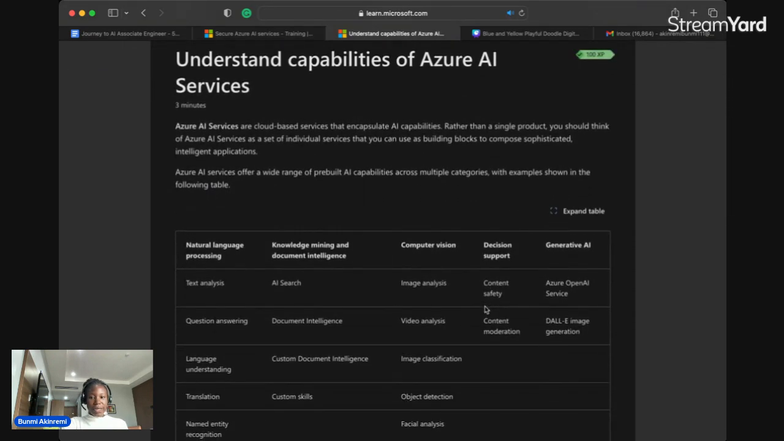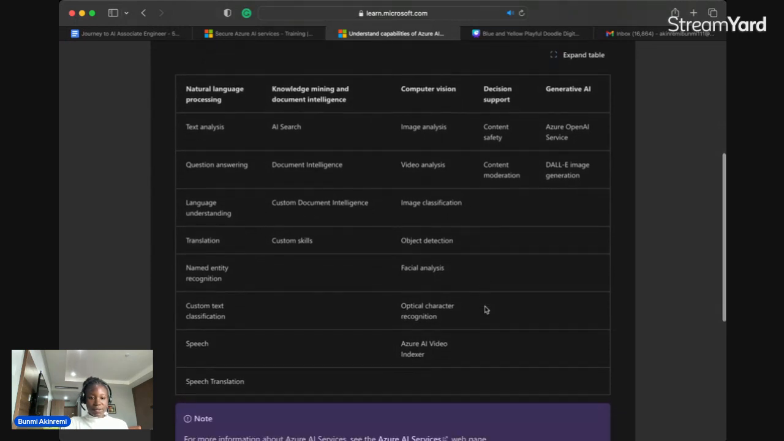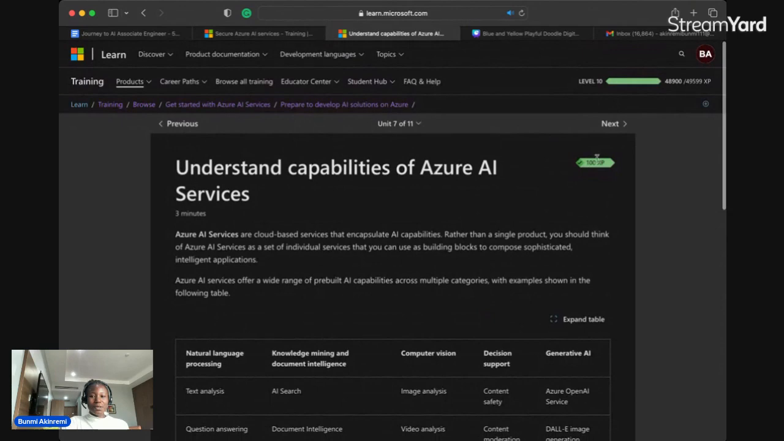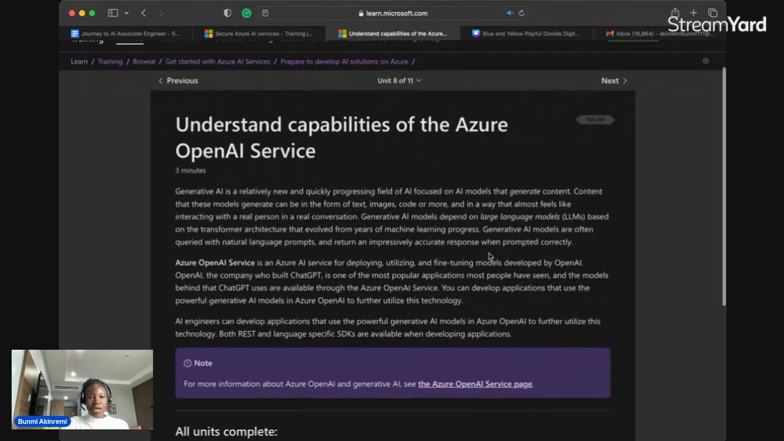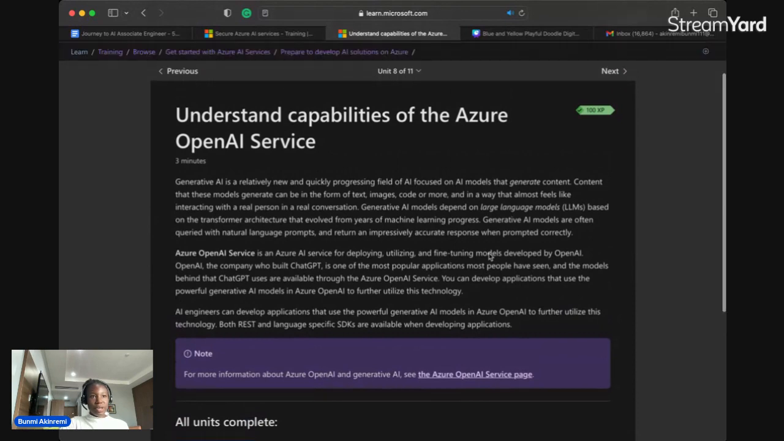Some capabilities of Azure AI, of course, you have OpenAI, you have AI search, document intelligence, question answering, translation, speech, OCR, which is optical character recognition, object detection, video analysis. You have seriously so many capabilities, things you can do on Azure AI service. So you probably want to just take your time to look through it and figure out which one is more interesting to you. And there is also the Azure OpenAI service. This is under the Azure AI service, and it's just like having access to OpenAI, where you have access to ChatGPT, DALL-E, and all these other various language models, and you can access them via API or SDKs.